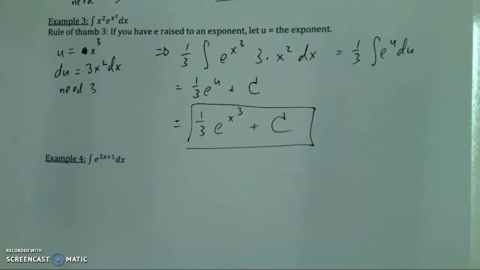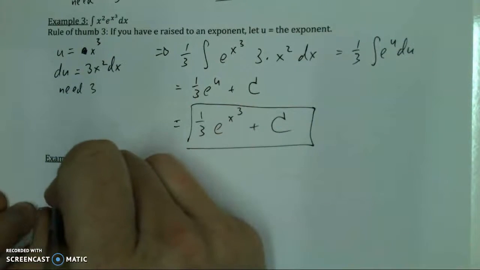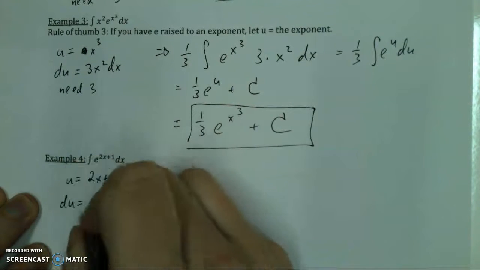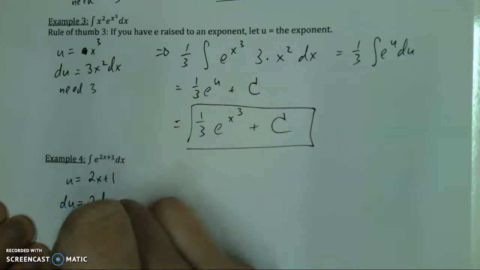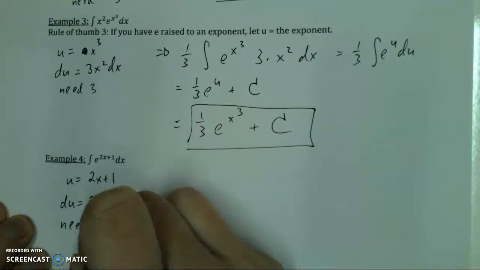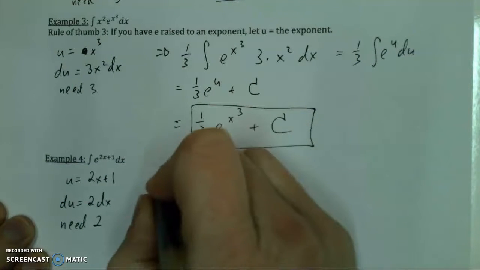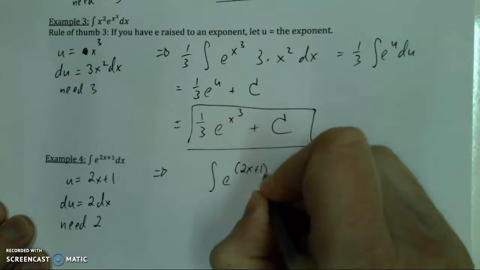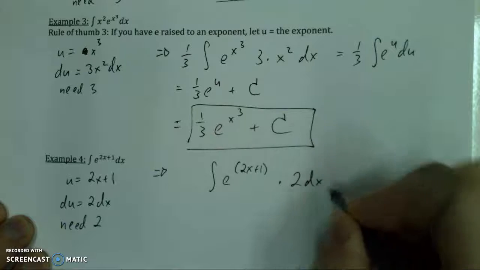So number 4, that 2x plus 1 is all up in the exponent. It's fairly simple, but it's more than just a constant times x. So this is enough that I'm going to have to do one of these u substitutions. And here I'm going to need that a 2 out in front to compensate, so that I get the integral of e to the 2x plus 1 power times 2 dx.